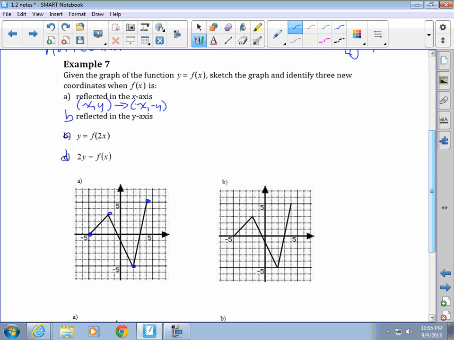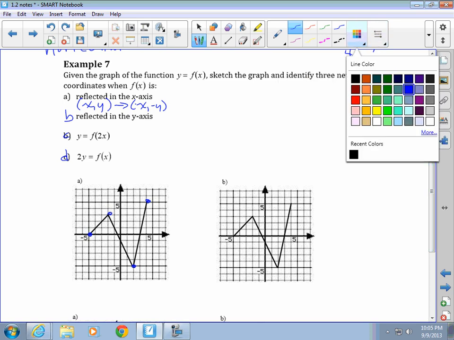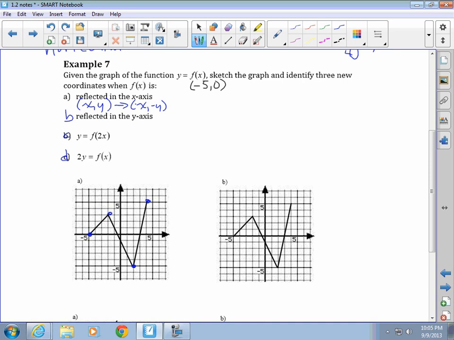So we started at negative 5, 0. Negative 2, 3. Then our next one went down here to 2, negative 5. And then our last one is up at 4, 5.